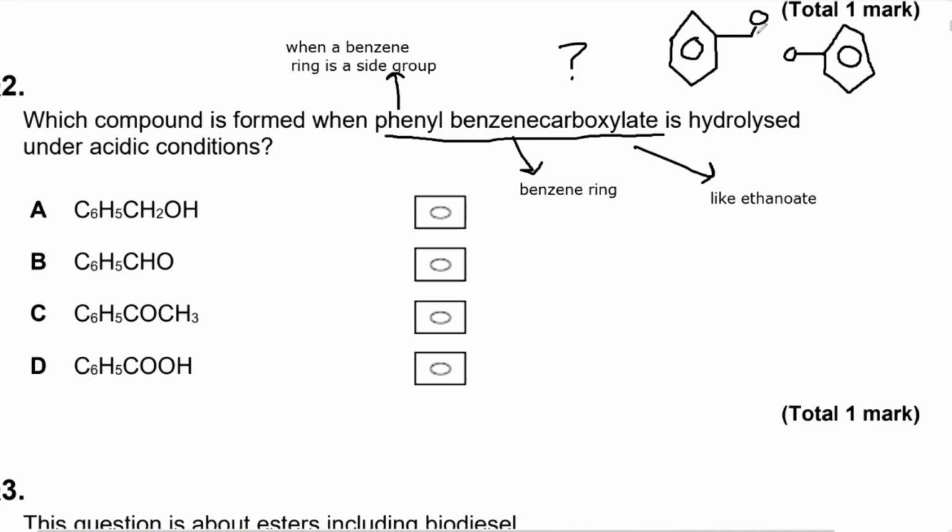Okie dokie, where are we? Right, so we've got this carboxylate group, we've got this benzene, we've got the phenyl. And what you can see is that if you hydrolyze this ester link here in the middle, you're going to use water to break that down as it's hydrolyzing.